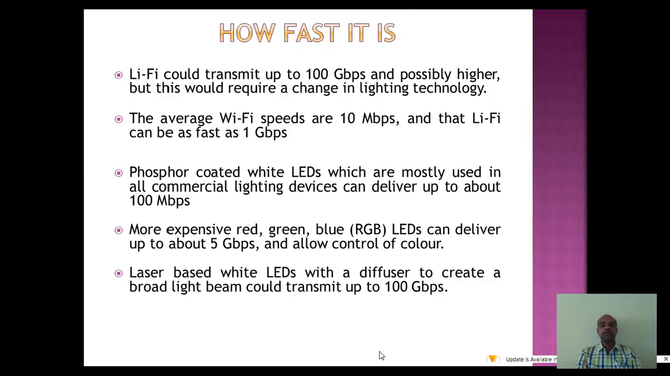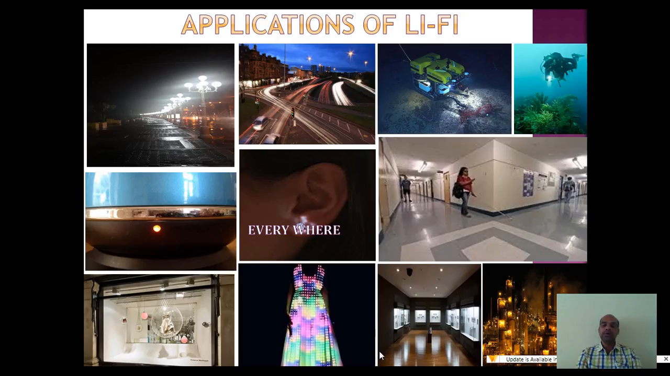The phosphor coated white LED lights, used in all commercial lighting devices, can deliver up to 100 Mbps. RGB lights can deliver up to 5 Gbps, and laser lights can transmit up to 100 Gbps. Now the research is going on to improve the capacity to 200 and 400 Gbps per second.